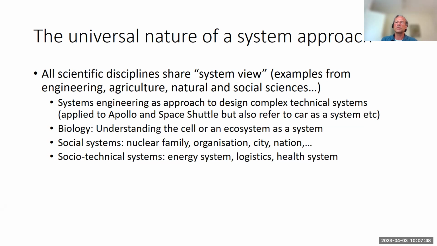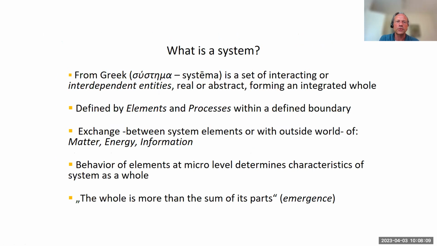And in the more complex, let's say, summary of different types of systems that are interacting: technical systems, social systems, natural systems. We have, for example, energy, logistics, or health systems, and of course, water systems. So that's the whole point here.